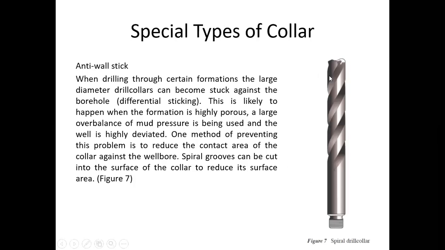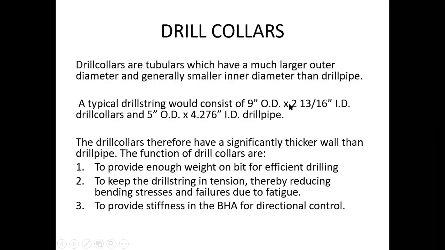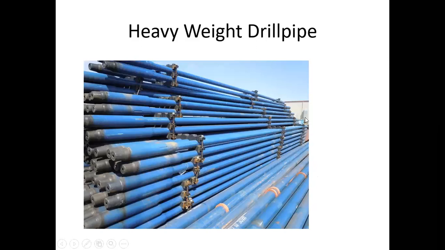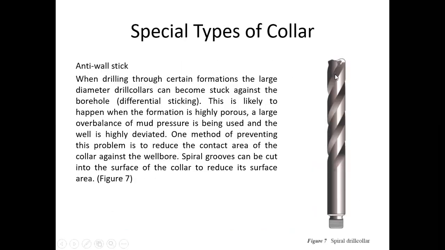Let me show you. The difference between the drill pipe and drill collar is that you see the pipe here is smooth. It does not have the grooves or spiral shape, but this one has the spiral shape. Here, this one. And the purpose is that because it has the higher outer diameter, it can get stuck with the wall of the borehole, and if it gets stuck, it can cause lots of friction there. So what we do, we keep some space there so that it does not connect to the wall 100%.